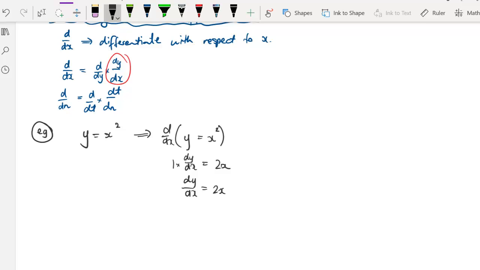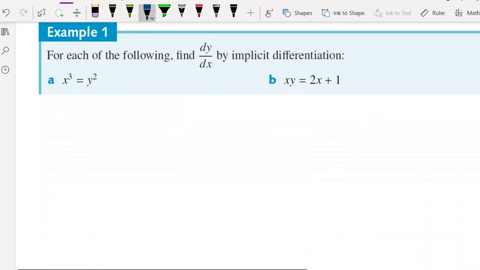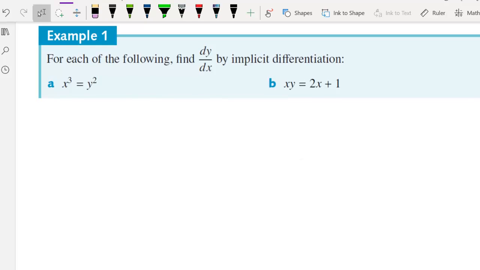Now we'll look at some implicit functions with a couple of examples. Okay, so the first example, it's just saying for each of the following, find dy dx by implicit differentiation. So because we're looking at dy dx, we're looking at differentiating with respect to x. So for this first one, what we're saying is we're looking at d dx of x cubed is equal to y squared. Now this is the important part. We know that when we're differentiating this y squared with respect to x, we're going to have to multiply by dy dx. So pretty simple.